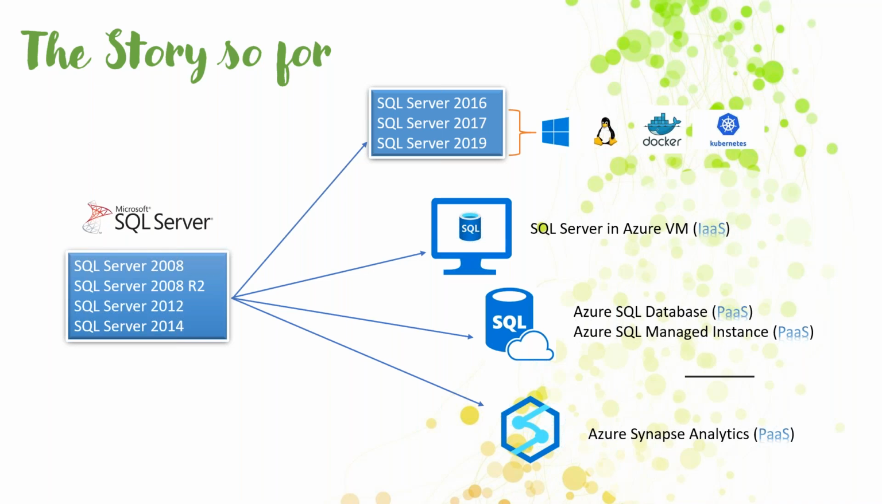From 2017 onwards, Microsoft came up with the new Linux flavor, where you can install SQL on Ubuntu, SQL on Red Hat, SQL on CentOS. In 2019, one more innovation came, where you can install your SQL over containers. When you go for Docker containers or Kubernetes containers, you can install SQL Server over the container.